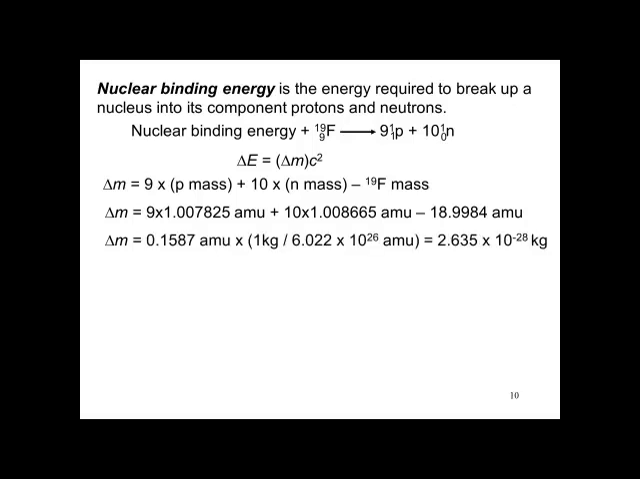The change in mass turns out to be 0.1587 AMUs. We can convert that to kilograms by dividing by Avogadro's number, and it becomes 2.635 times 10 to the minus 28 kilograms. If we multiply that kilogram mass by the speed of light squared, we get a change in energy of 2.37 times 10 to the minus 11 joules. Remember that this is for one atom.